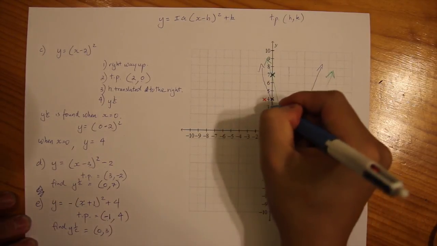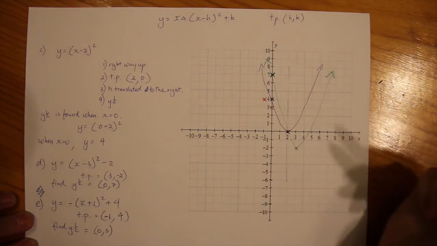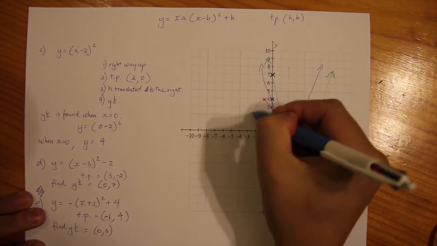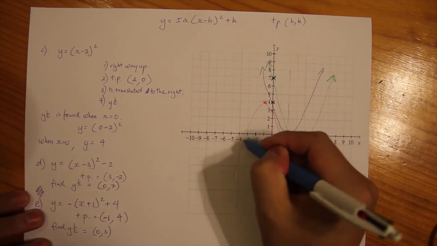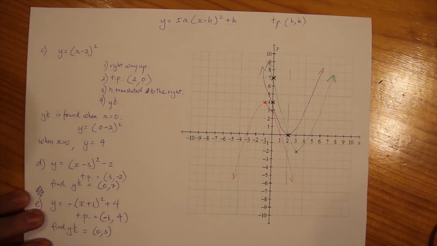So our next point is there. That's our y-intercept. That's our turning point. Our parabola is upside down. And it's going to look like that. Okay.